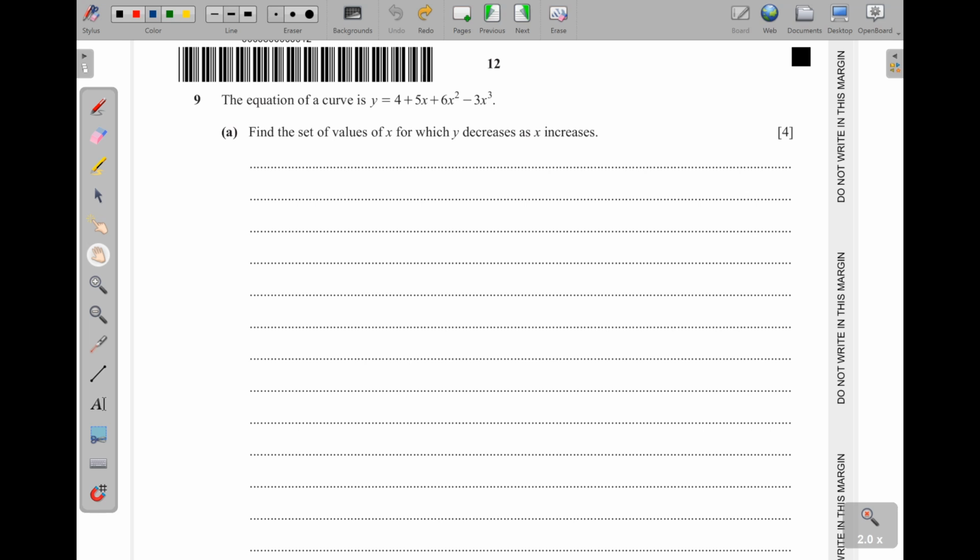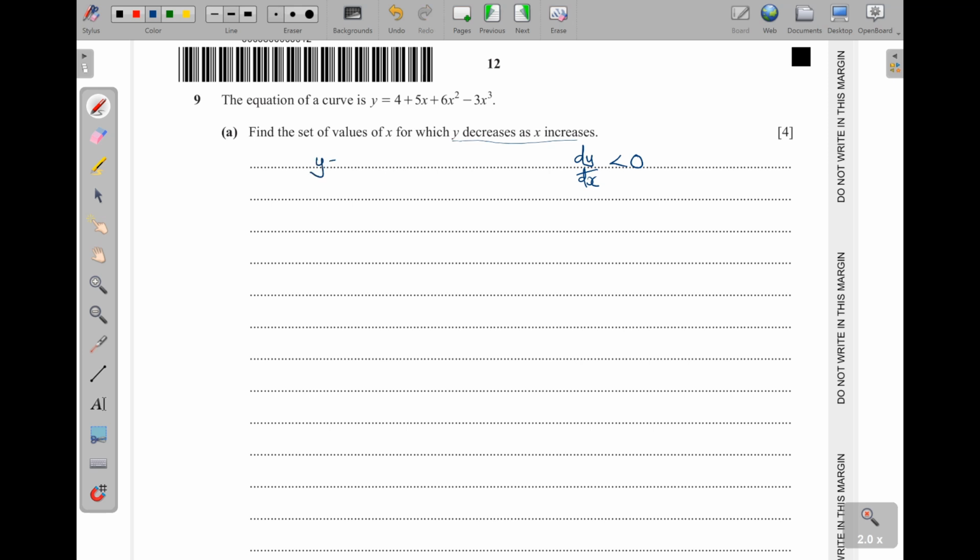Question 9, the equation of a curve is y is equal to 4 plus 5x plus 6x squared minus 3x cubed. Part A, find the set of values of x for which y decreases as x increases. This means that dy/dx is negative, less than 0. As x increases, y is decreasing, so we are having something like that. Now we need to find dy/dx.